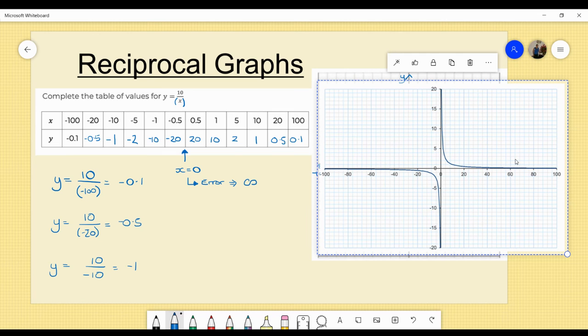So you've got a worksheet to have a go at drawing reciprocal graphs, and hopefully you can see the same sort of design and pattern happen each time you draw them. And basically, for anything to be a reciprocal graph, it's going to be a value divided by x. So that's the general format for the equation of a reciprocal graph. If you need help with anything, then please let me know.